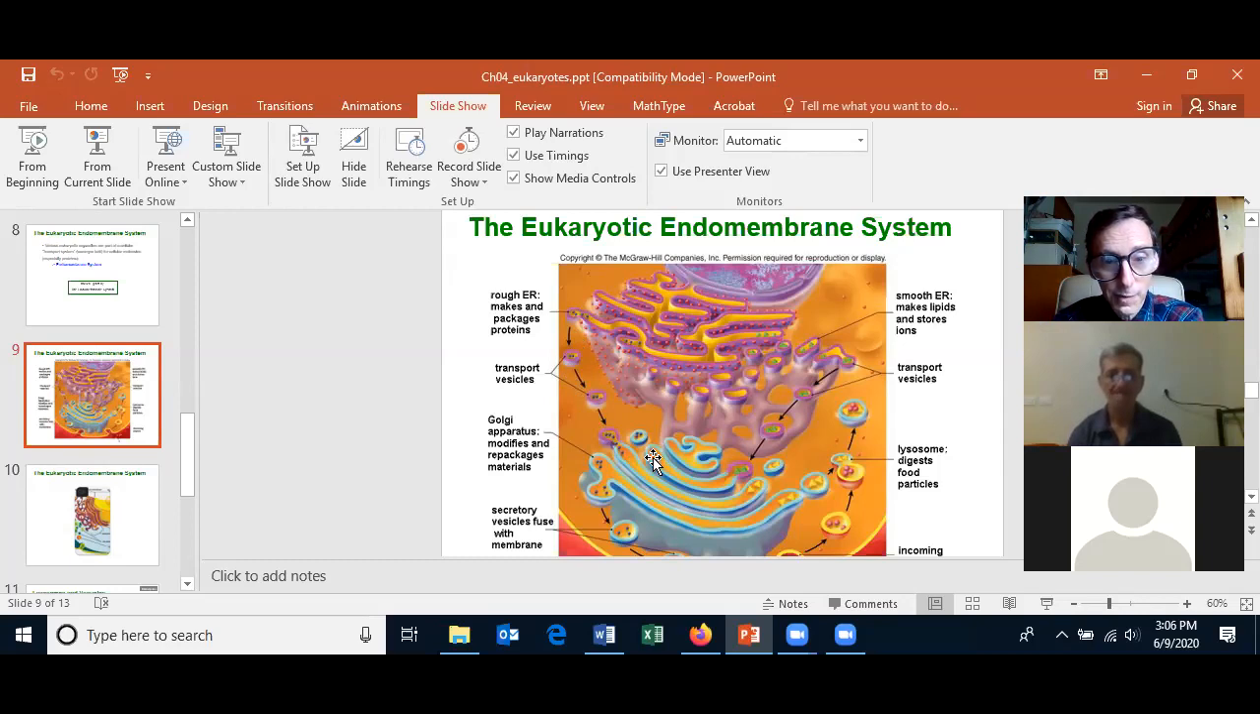And then the proteins will be modified in the Golgi apparatus. And when they're finalized, meaning chemically modified, they will then be put into a vesicle which will bud off of this side of the Golgi apparatus, and then the proteins will be taken to where they should be in the cell. So it looks like this is making digestive enzymes, and it'll fuse with a lysosome.